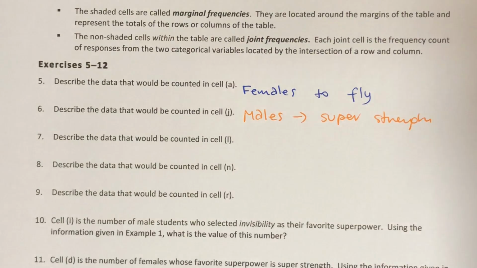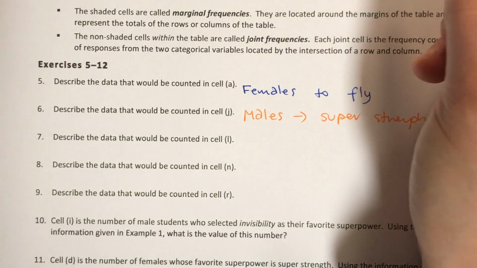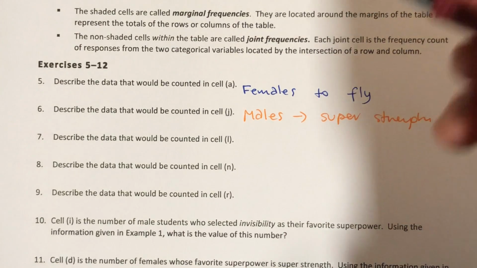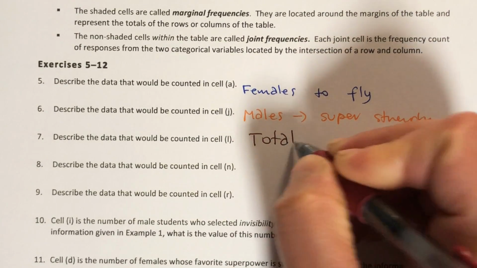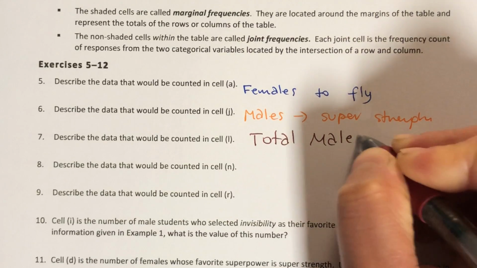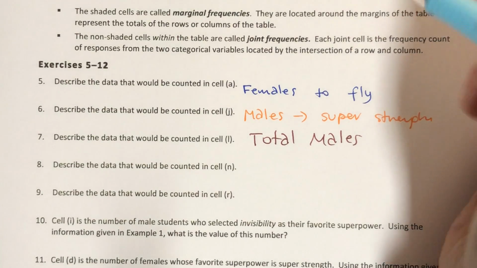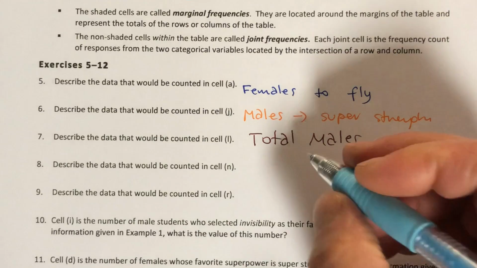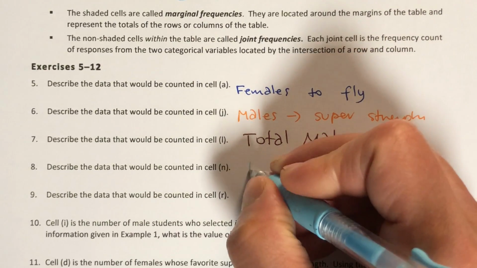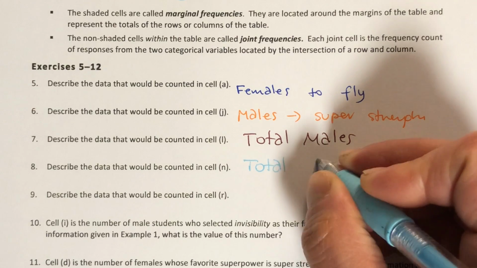Next, we want to look at the cell L. Cell L is right here. So that would be a total males. N, I am finding the N in a table. Take a look at yours. And that is a total of freeze time. So total of all the people that chose freeze time.